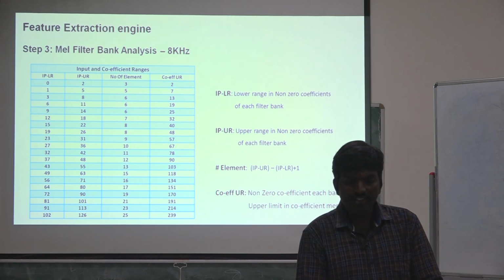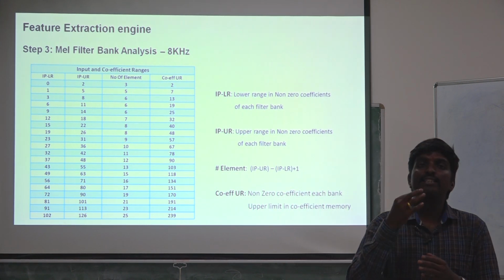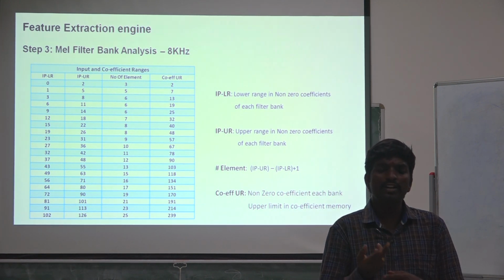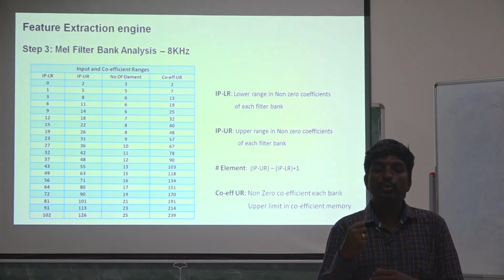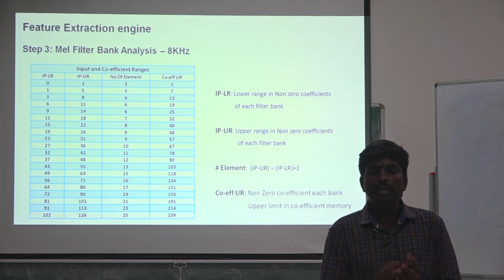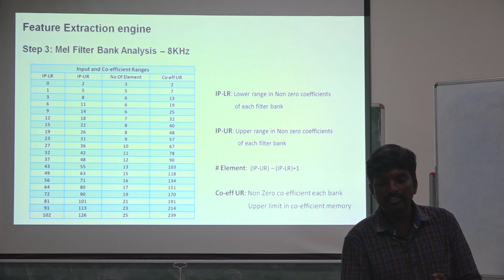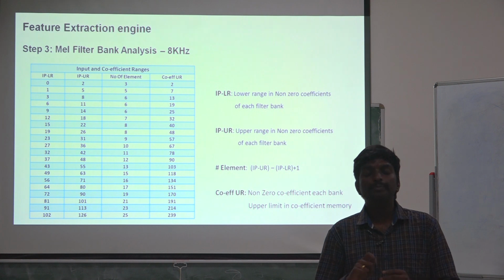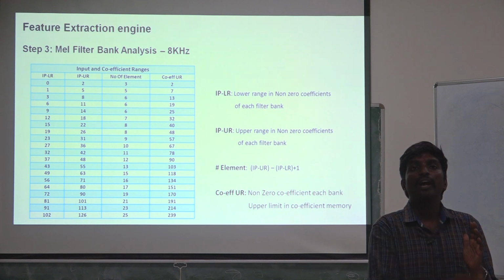So whenever we read 0 to 2 of the first bank, that means the first 3 elements, we need to read the FFT coefficients 0 to 2. Similarly, for the second bank, if you are reading 1 to 5, which is from the third element to the 8th element, this third to 8th element of the coefficient RAM is exactly reading the first to the 5th element of the FFT coefficient. So the IPLR and IPUR are showing which coefficients of the FFT functionality we need to read.